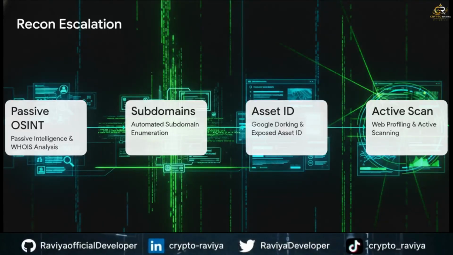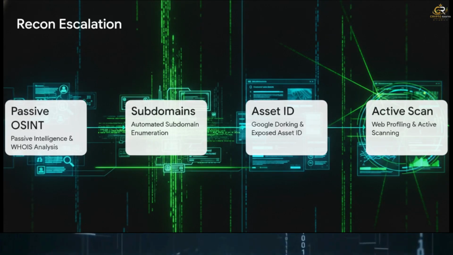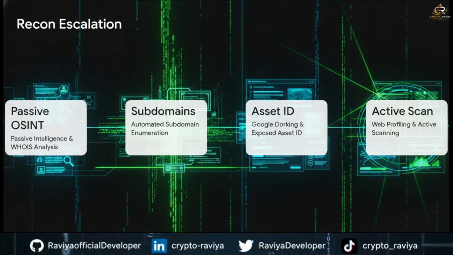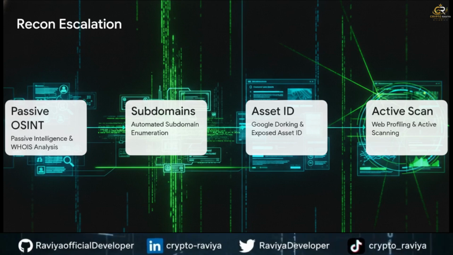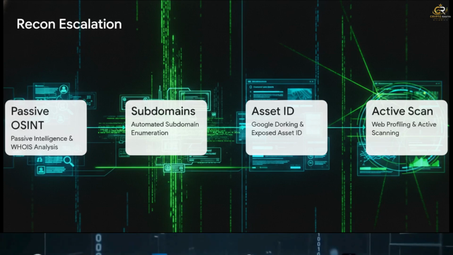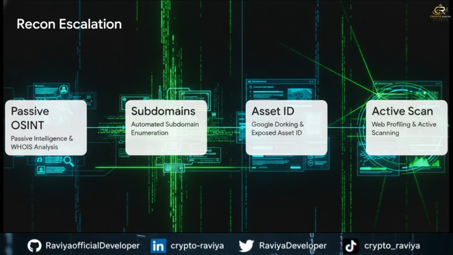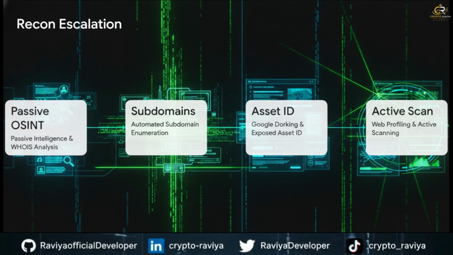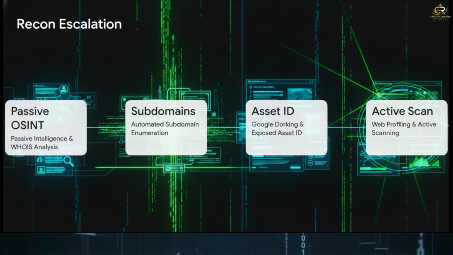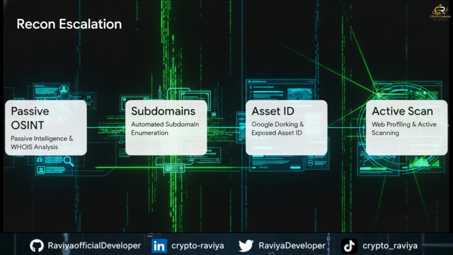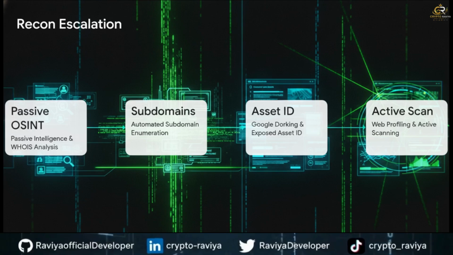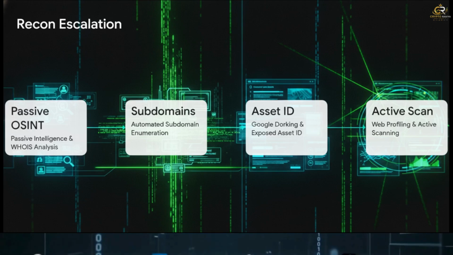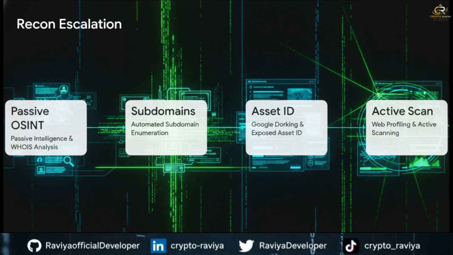This builds into a step-by-step technical blueprint for enterprise reconnaissance. Step 1 is passive intelligence and WHOIS analysis. Step 2 is automated subdomain enumeration and certificate inspection. Step 3 is where we use search engine hacking, or Google Dorking, to identify exposed assets. And finally, Step 4 escalates to web technology profiling and active scanning. Think of this as your visual roadmap of how an attacker systematically escalates their approach, step by deliberate step.